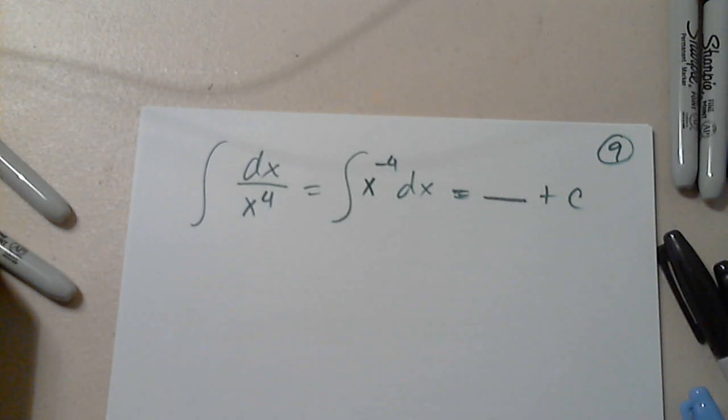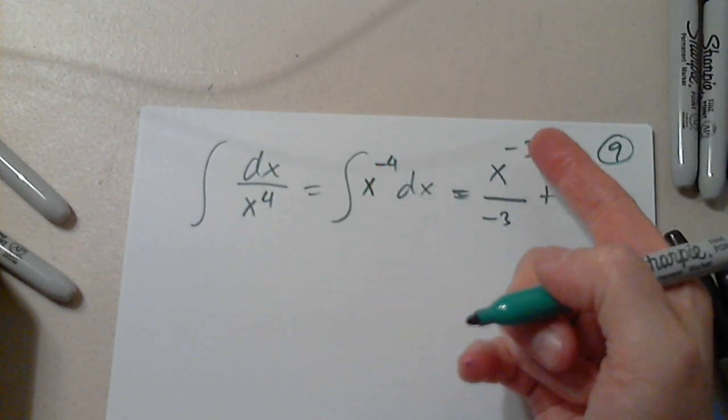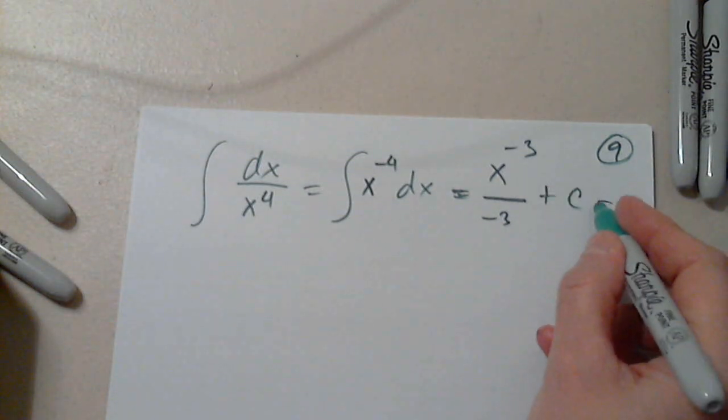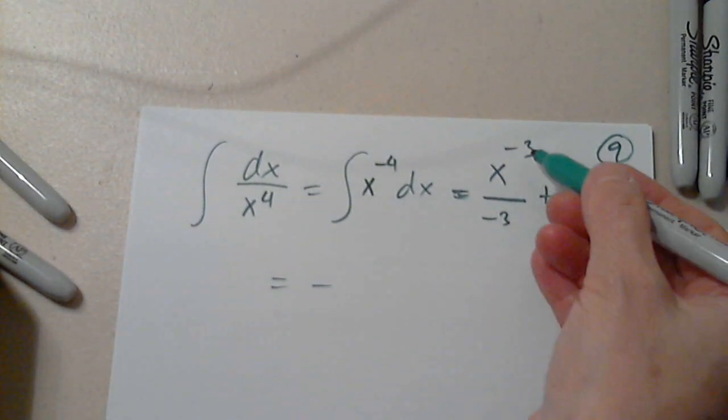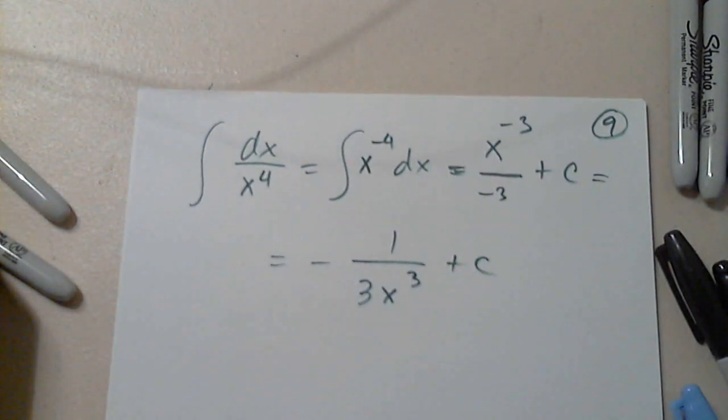X to the negative third over negative 3. Brilliant. You added 1 to the power and you divided blindly by the same thing. We don't even have to calculate anything. So now I can change this into that form. Perfect, awesome. Any questions on this problem? Perfect. Let's choose anything else. It was a very good pick.